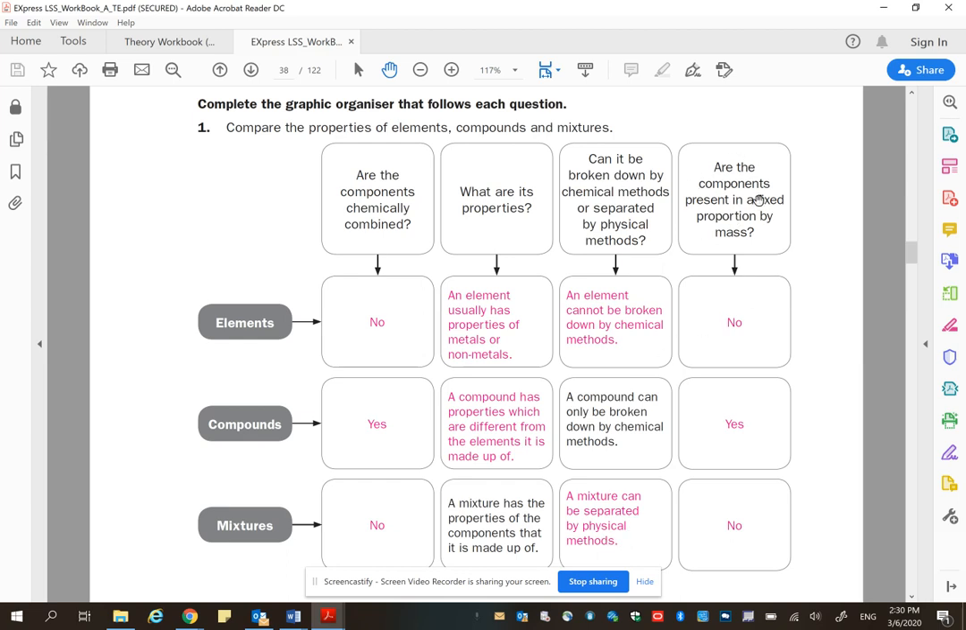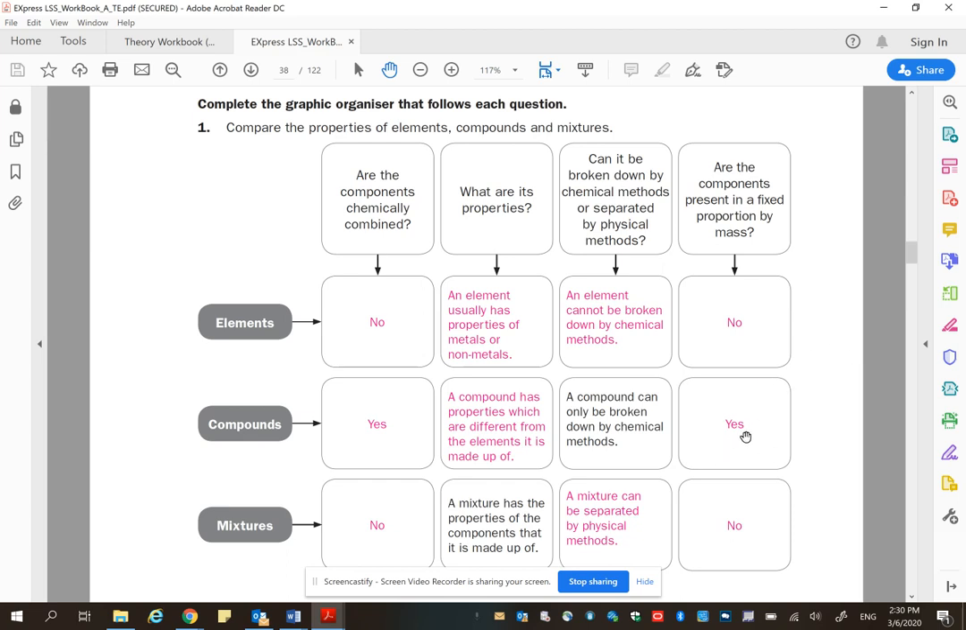So how about the components? Are they in a fixed proportion? Element is actually no. Sometimes the elements, like iron, copper and so on, don't really have a fixed proportion. Sometimes I have more iron, sometimes I have more carbon found naturally on Earth.